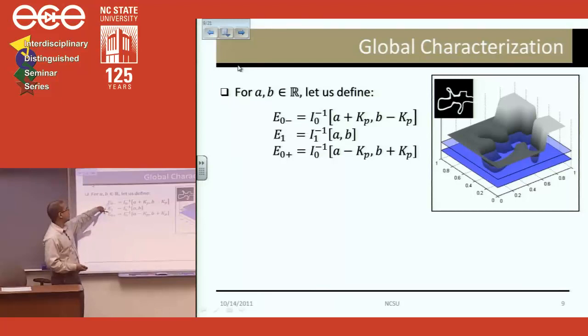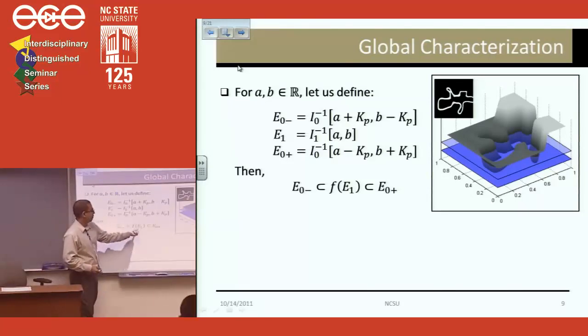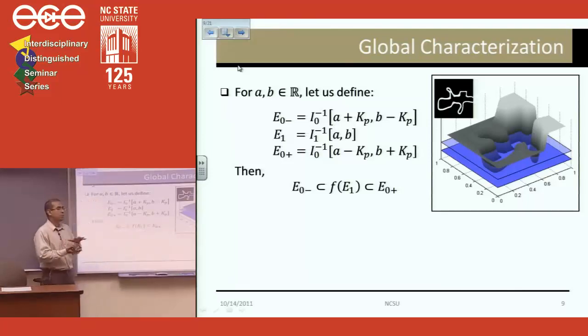Now notice that the interval for E0 minus is smaller than the interval for E0 plus. So right away you know that E0 minus has to be included in E0 plus. Furthermore, E0 minus has to be contained in F of E1, which is contained in E0 plus. Essentially, you're sandwiching these particular sets, so you get the inclusion that you required initially.